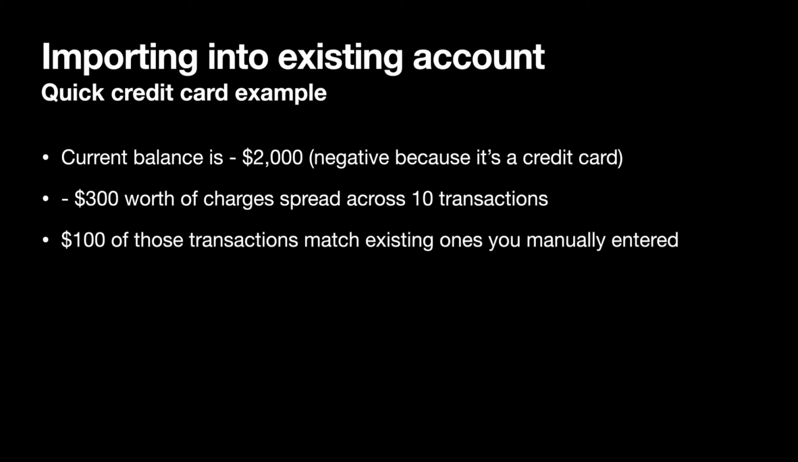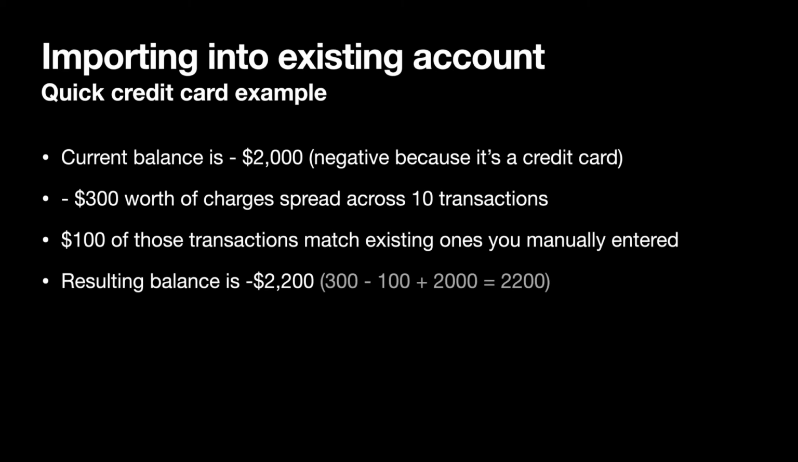But it notices that $100 of those transactions already match up with transactions that you have entered manually. When you went shopping, you said, hey, I'm spending $100 at the store, I'm going to enter it right now. And so ultimately, the resulting balance ends up being negative $2,200, because it matched some of the existing transactions that were there, and you get this net balance change of $200.